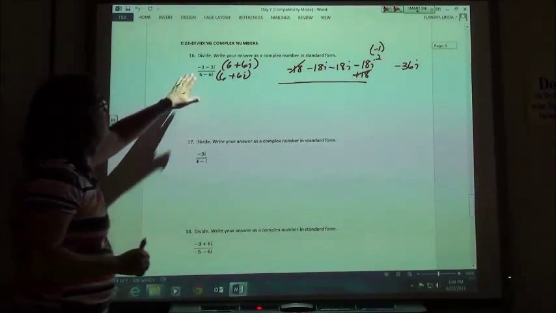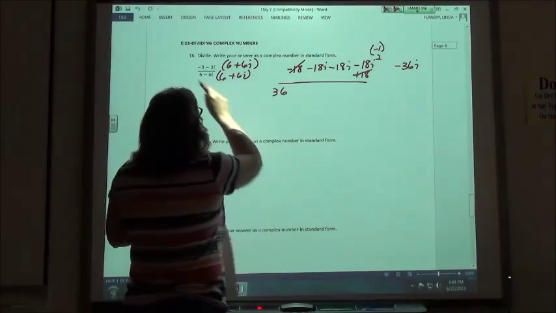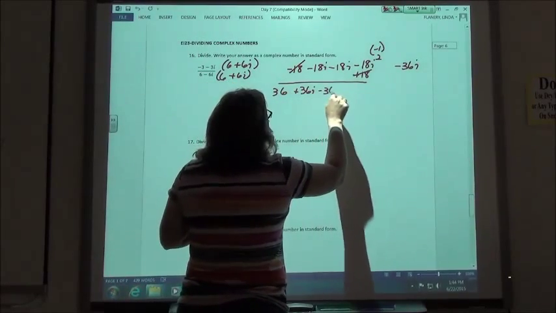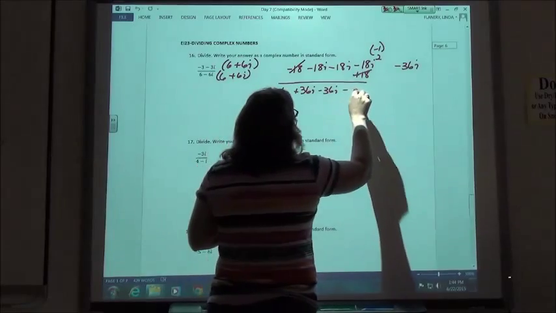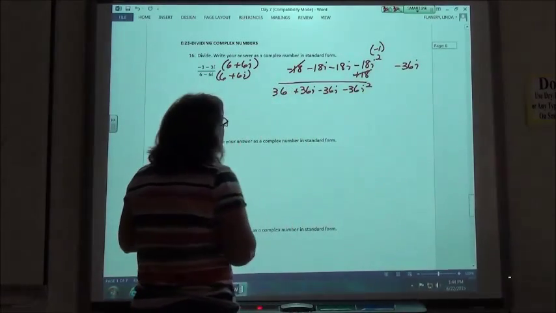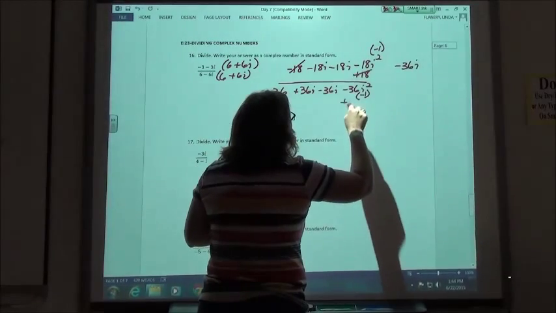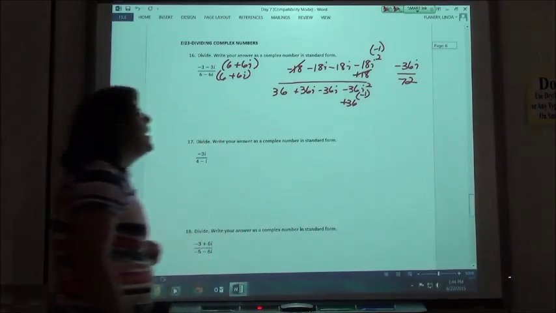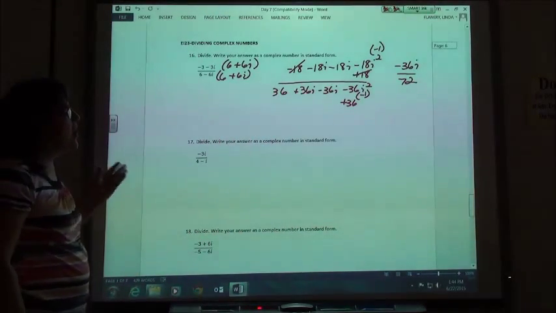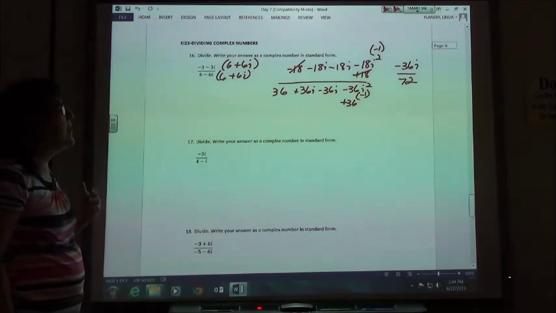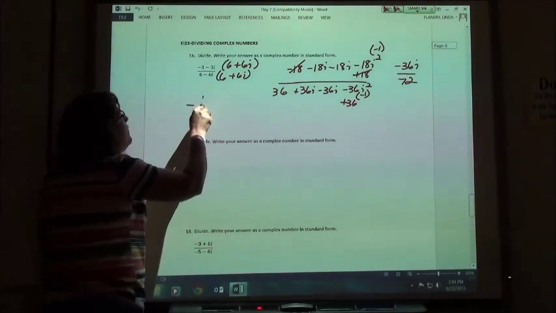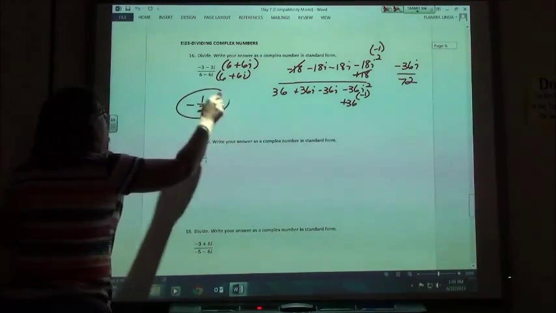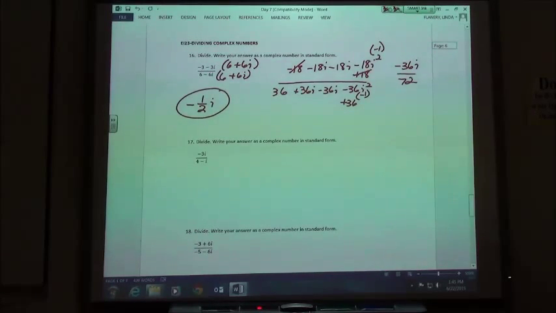On the bottom, 6 times 6 is 36. We're going to have a plus 36i and a minus 36i, and then I'm going to have a minus 36i squared. i squared is -1, so that makes that plus 36, and 36 plus 36 is 72. And so now I'm going to simplify that. Since it's a fraction, I'm just going to put the i behind it. So -36 over 72 would be -1/2, and the i goes behind it. So my answer here is going to be -1/2 i.